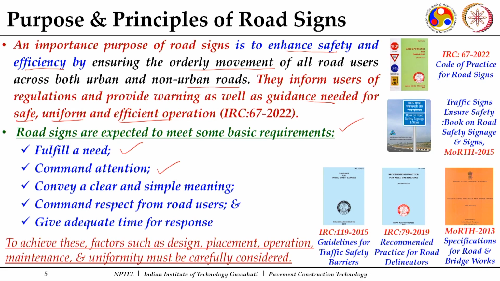So he should be able to get an idea about it, convey a clear and simple meaning. It should be simple to understand for any road user, and command respect. The way in which these are installed and designed should be good enough so as to get the respect from the road users. See, I cannot place, say, within 50 meters two road signs which are giving some mandatory direction related to the speed of movement. That's not a correct practice.